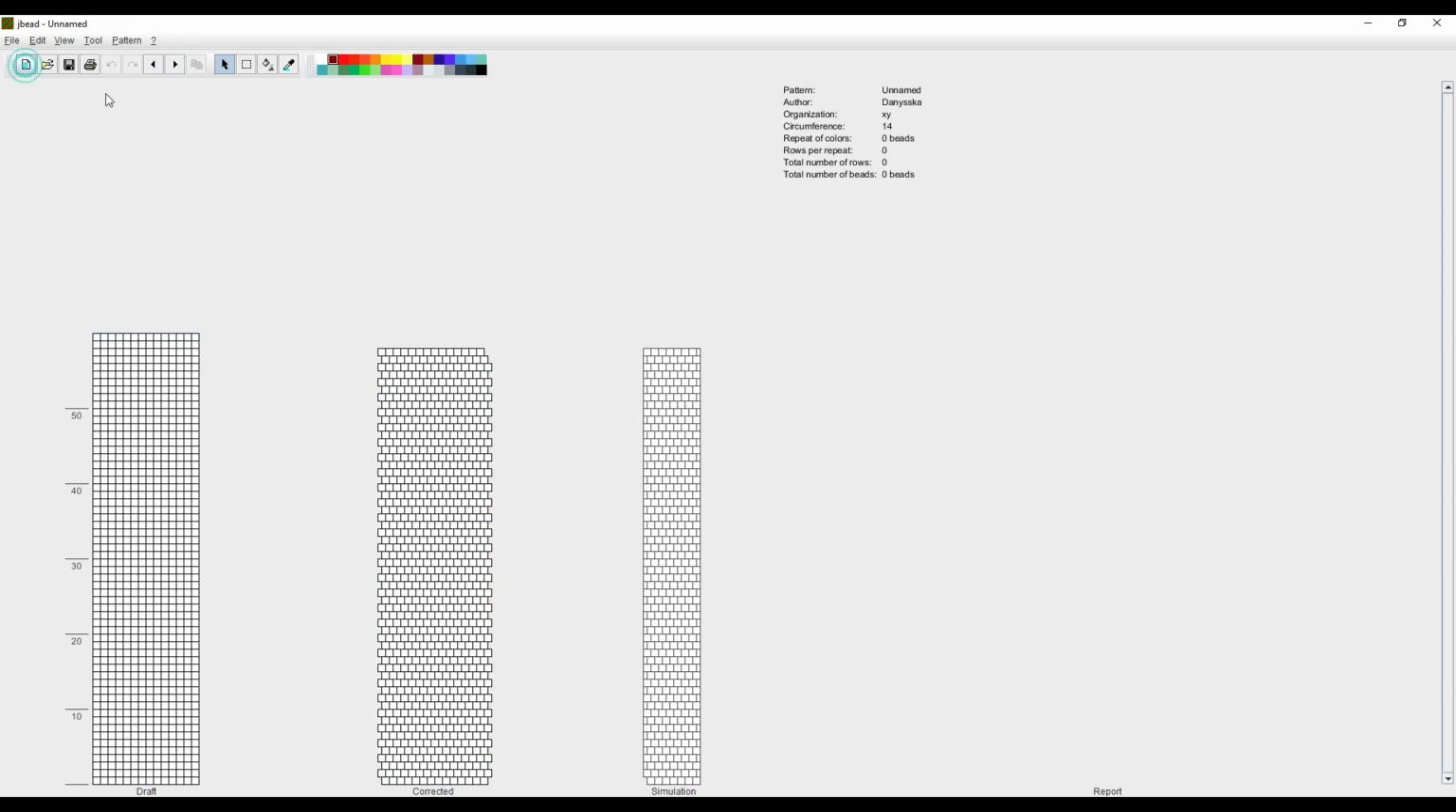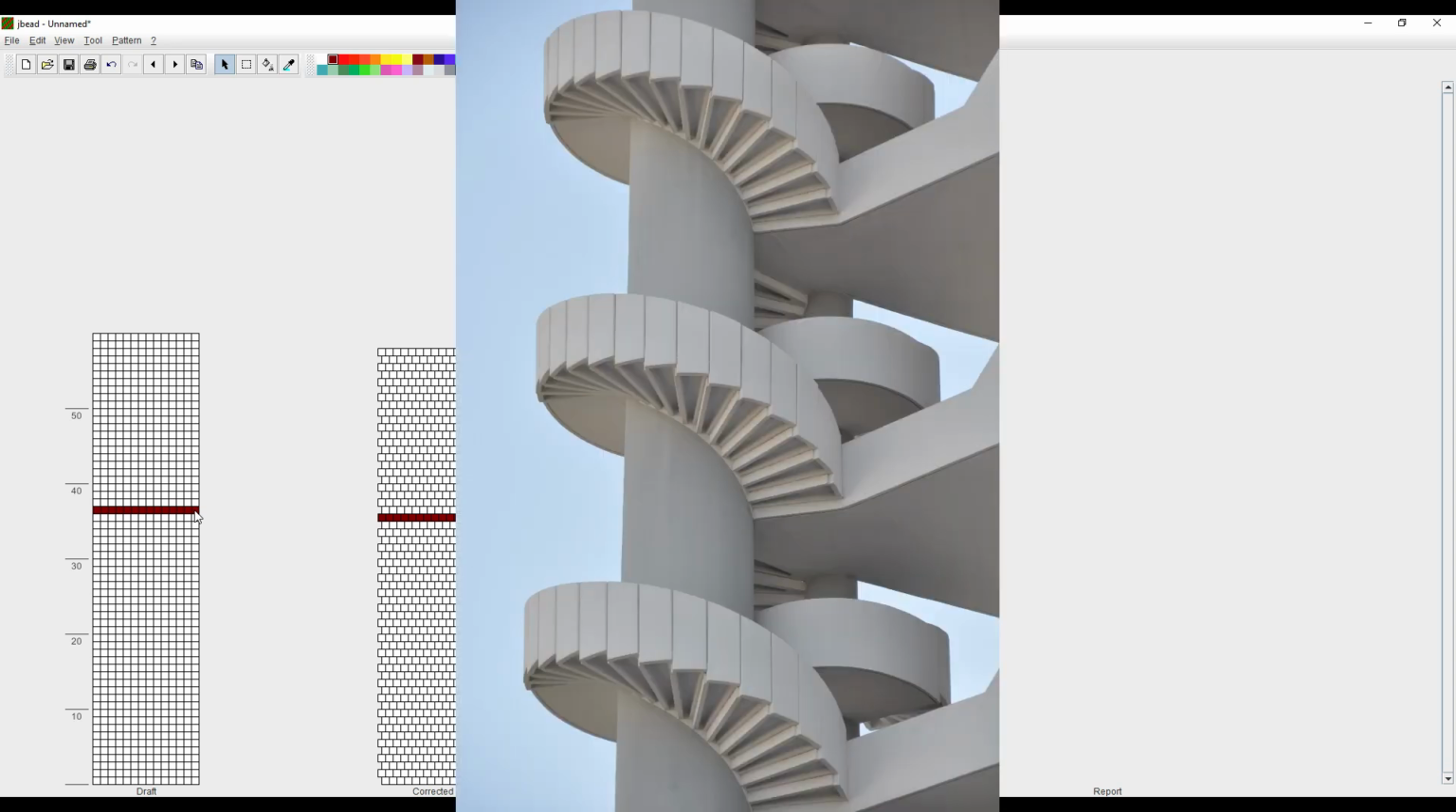I open a blank pattern again, and to understand the patterns better I will show you a few things. If I make a horizontal line in the first column, it stays horizontal in real life. But there you can just see this step up because the beads are crocheted in a spiral. You can imagine that as a spiral staircase.